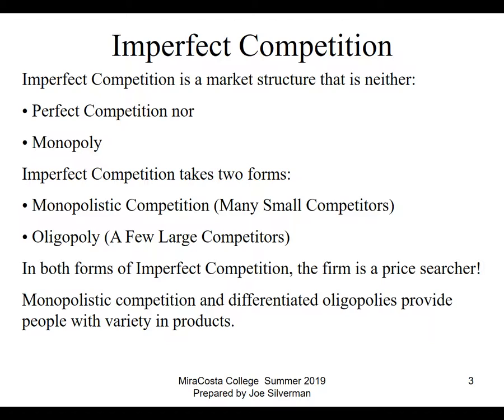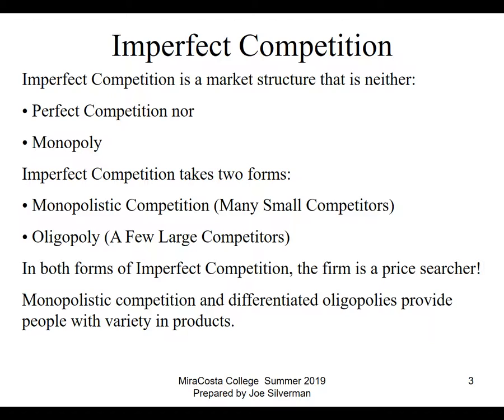So far we've covered perfect competition, which is many buyers and many sellers, and monopoly, which is one seller in a market. So what makes imperfect competition different from the other two market structures that we've covered so far is that it's neither monopoly nor perfect competition. In both scenarios of imperfect competition, the firm is what we call a price searcher. They're looking for a price. They don't have to settle on a market price. They're looking for a price that will maximize their profits.